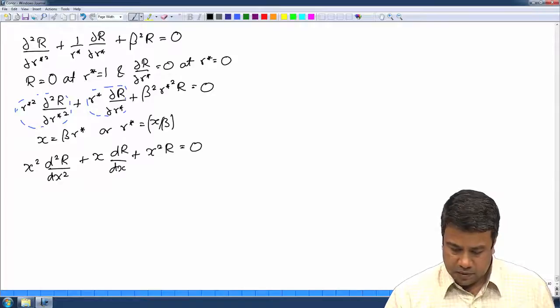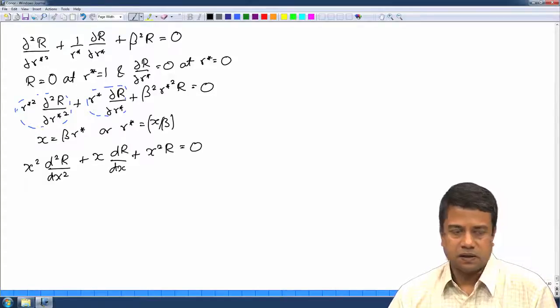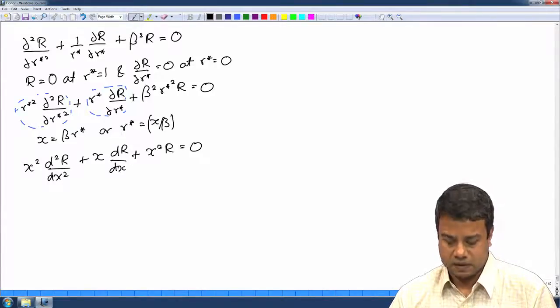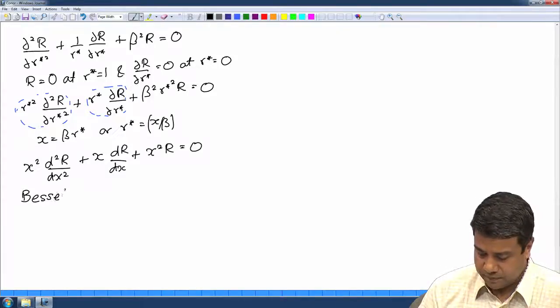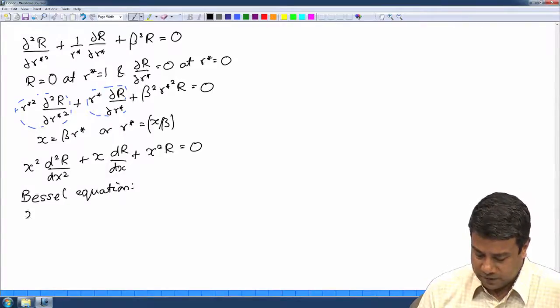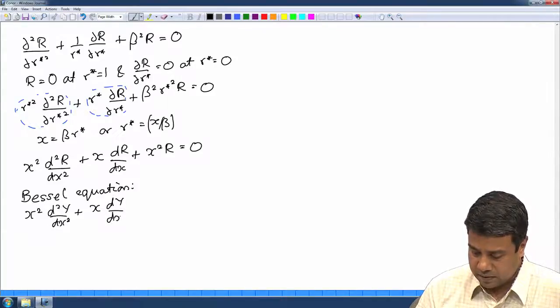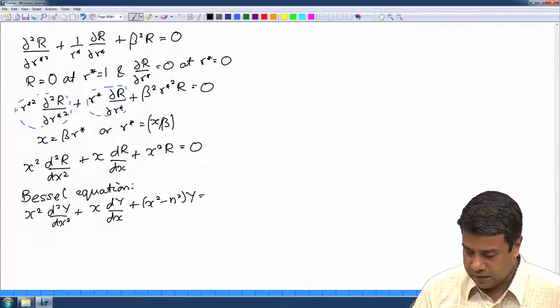Now, this equation has to be solved in order to find out what this function r is. It turns out that there is no analytical solution for this equation. The solution for this equation is what is called a Bessel function. The Bessel equation is of the form x square d square y by dx square plus x dy by dx plus x square minus n square y is equal to 0.